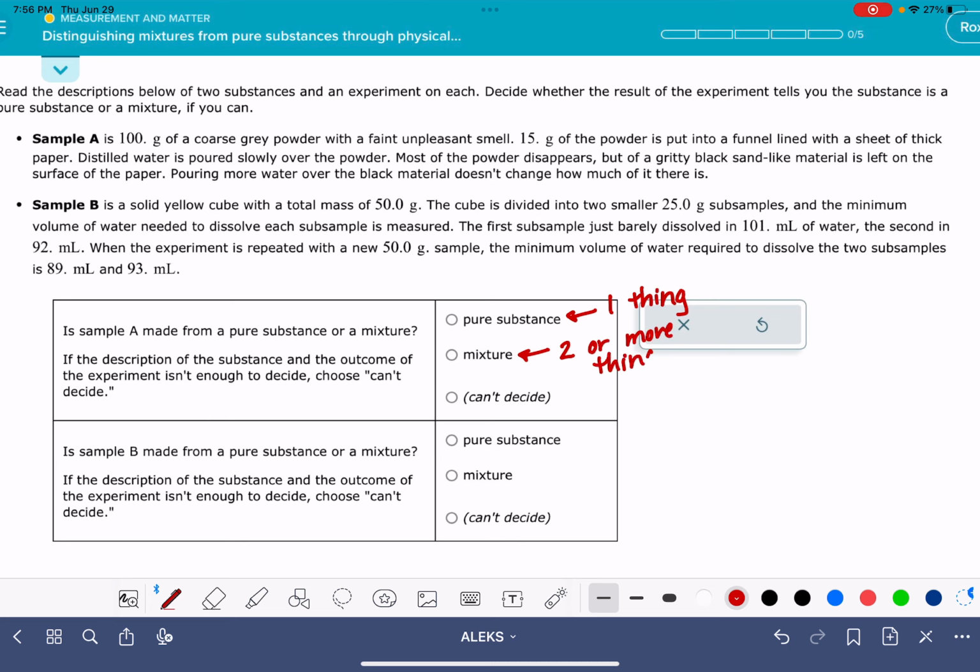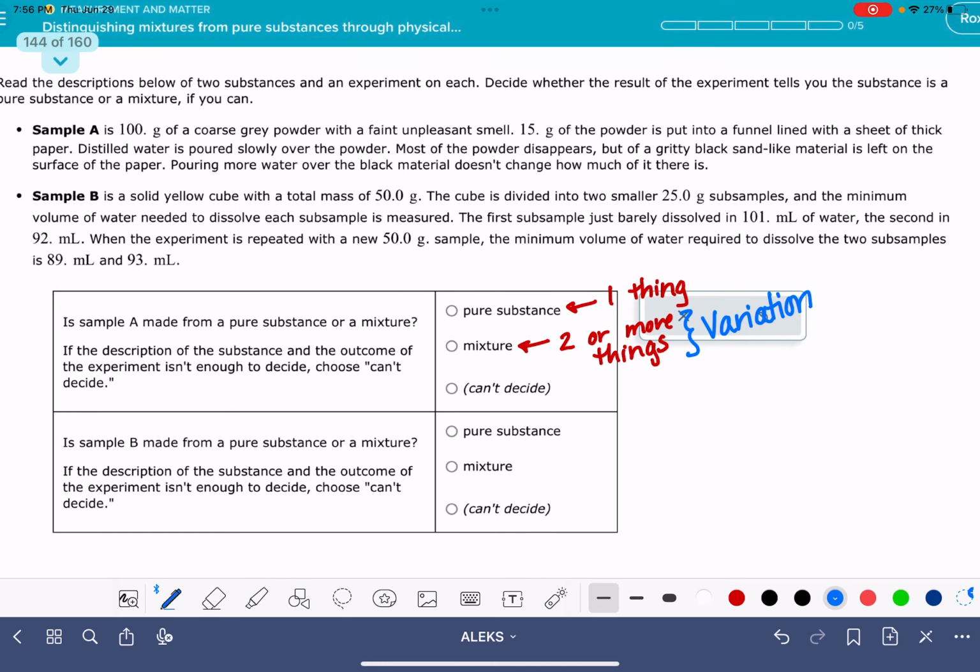And the key that you're looking for when you're reading these scenarios, these different sample situations, is that when you have a mixture of things, you are going to see variation in whatever the situation is. It might be variation in a melting point. It might be variation in the dissolving process. It might be variation in the boiling process, or variation in density. Either way, there's going to be variation.